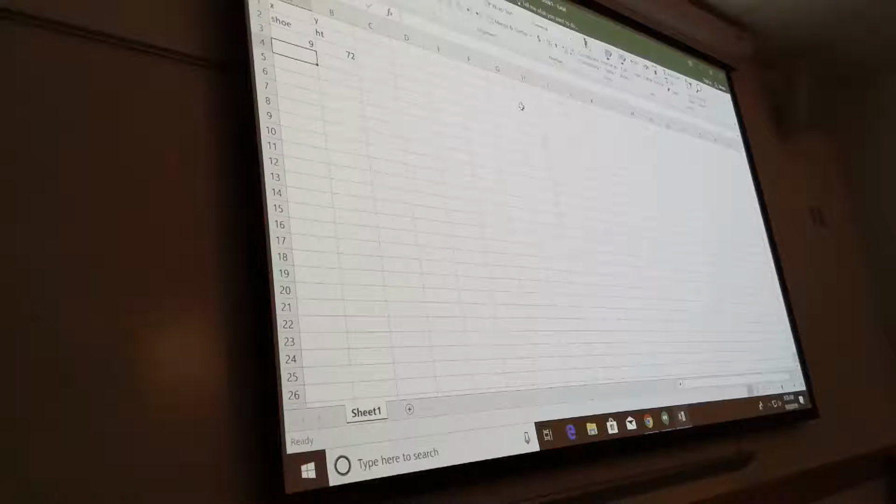Abby, what's your shoe size? 7.5. 7.5, and your height? 5'5". 5'5", so that's 65 inches, okay? Cassidy, I'm a 9. You're a 9, and your height? 5'8". 5'8" is 68 inches. Okay. Annie, I'm size 8 and I'm 5'5". 5'5", so you're 65 inches tall. Allie, I'm size 8 and I'm 5'3". 5'3", so you're 63 inches tall.